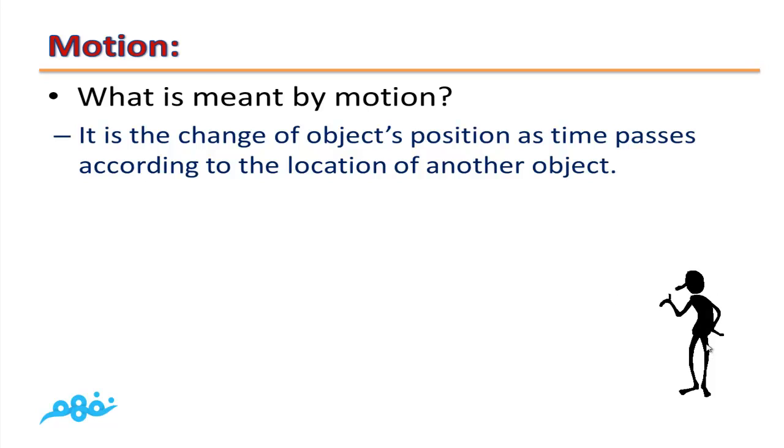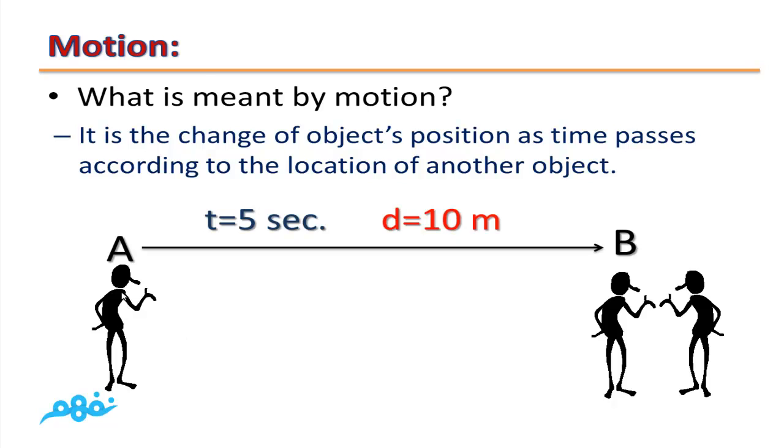This person will represent our observer for our reference, and this person will be the moving one. He will move from his position toward this person. As we can see, this one moved from point A to B. He covered a distance of 10 meters during 5 seconds. So this person is in motion. Motion is the change of object position as time passes according to the location of another object.